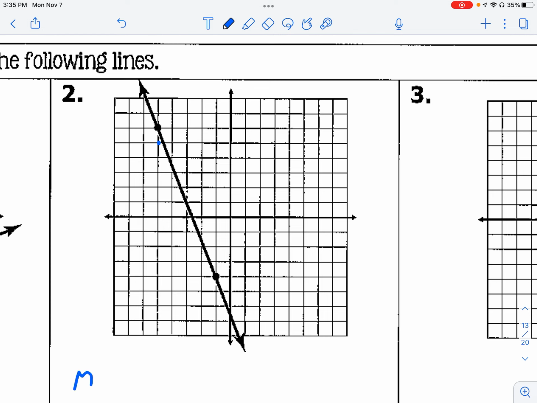So here we got m equals 1, 2, 3, 4, 5, 6, 7, 8, 9, 10, negative 10, because we're dropping, and then 1, 2, 3, 4, negative 10 over 4, which equals negative 5 over 2, and we are done.